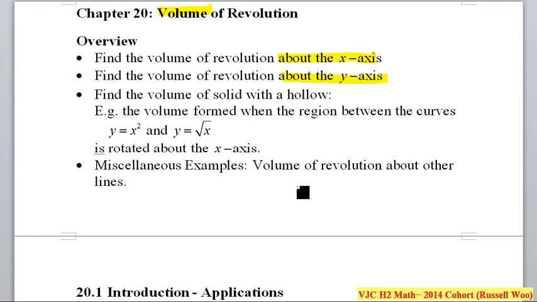Today we're going to talk about volume of revolution. These are a few things that we're going to discuss: find the volume of revolution about the x-axis, the y-axis, with a hollow, and finally some miscellaneous examples. Let's jump straight into it.